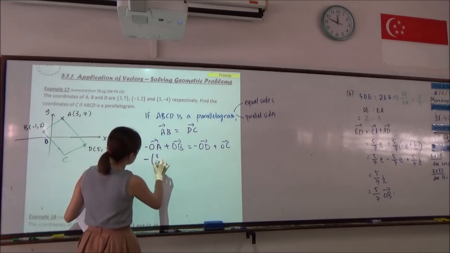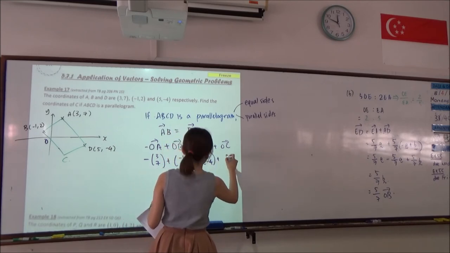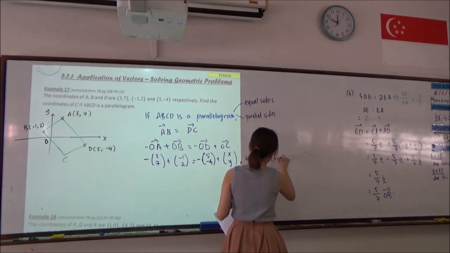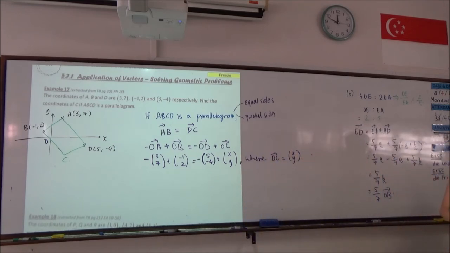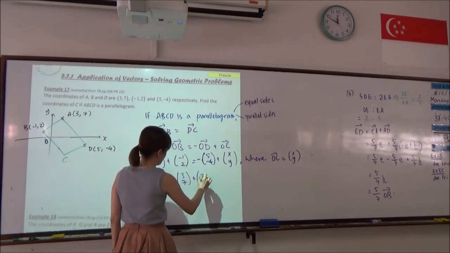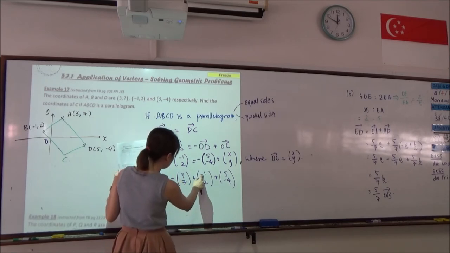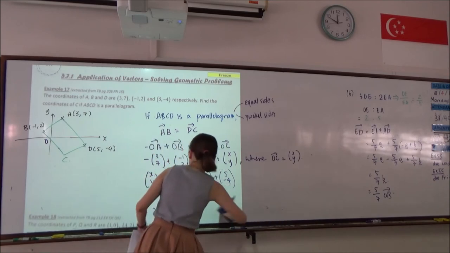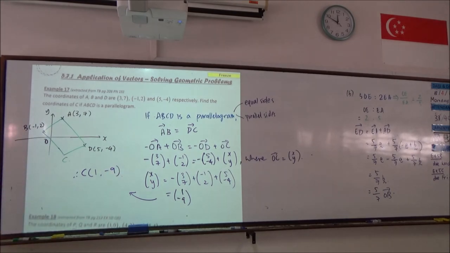So negative OA, that will be negative 3, 7, plus OB, negative 1, 2. OC, we do not know what is OC, so let it be XY. From here we can compute. Find the coordinates of C with one negative sign.